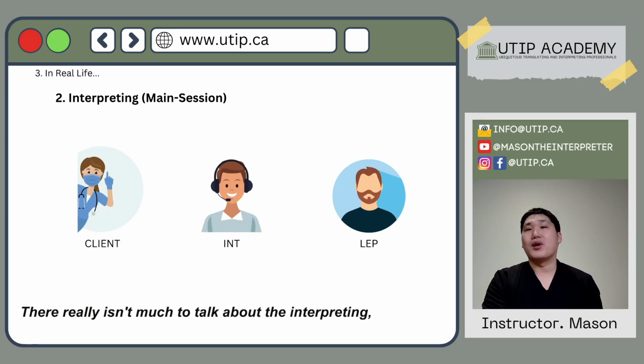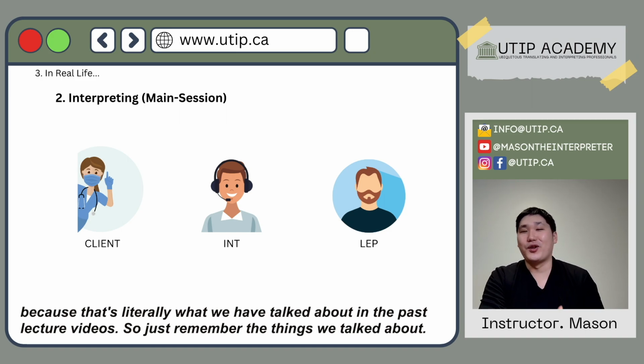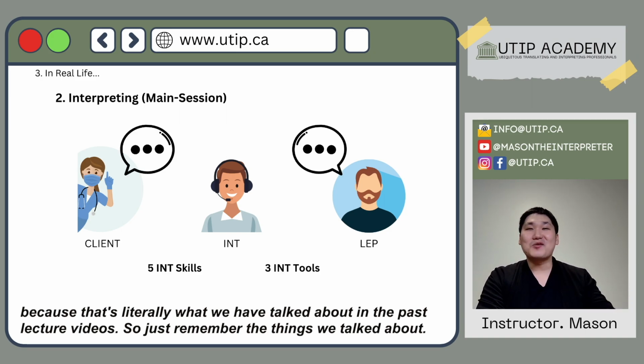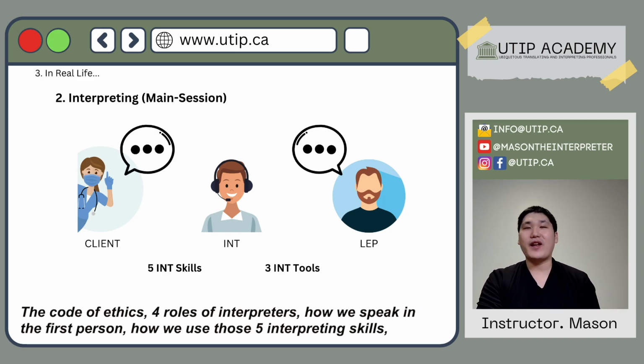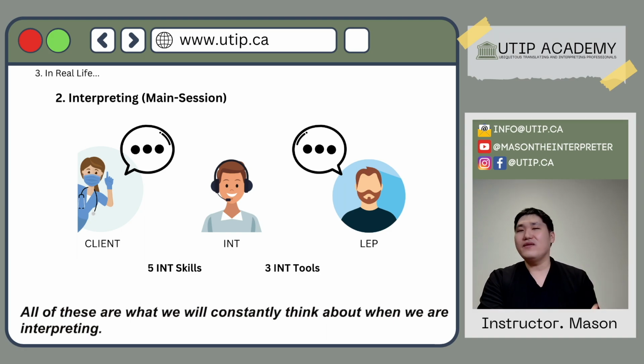There really isn't much to talk about with interpreting because that's literally what we have talked about in the past lecture videos. So just remember the things we talked about: the code of ethics, the 4 roles of interpreters, how we speak in the first person, how we use those 5 interpreting skills, how we utilize the 3 interpreter tools, maintaining the register, using a picture word. All of these are what we will constantly think about when we're interpreting.